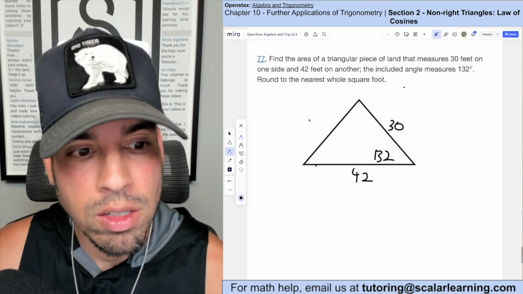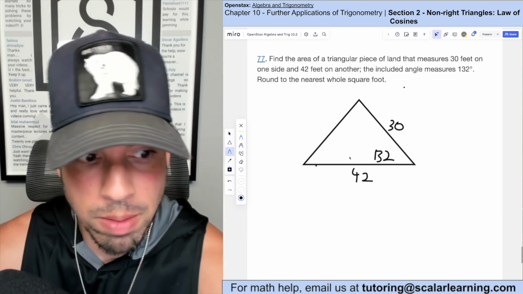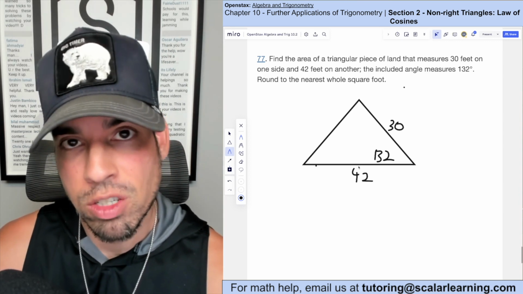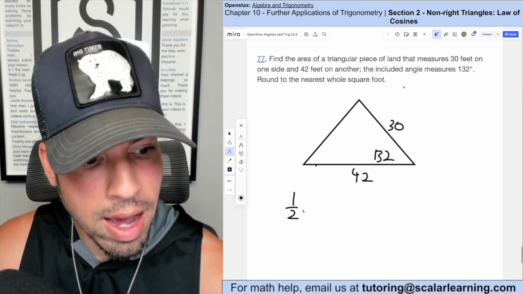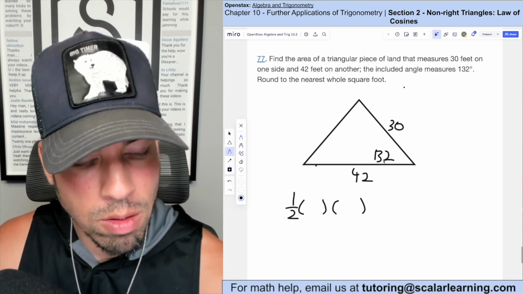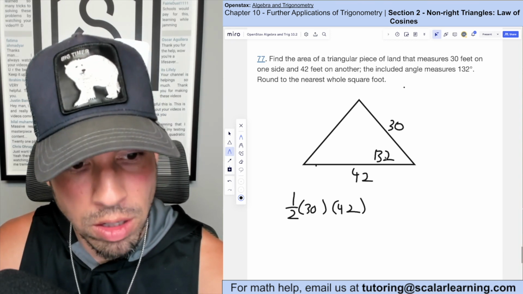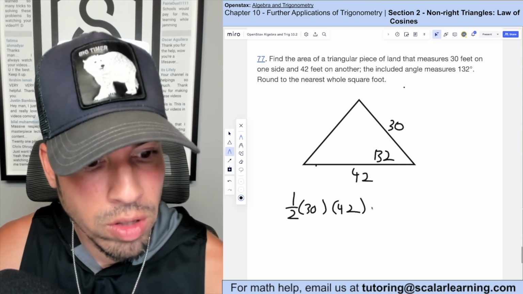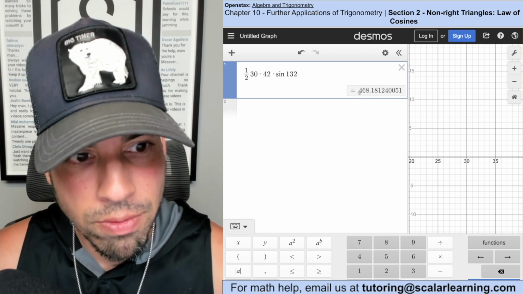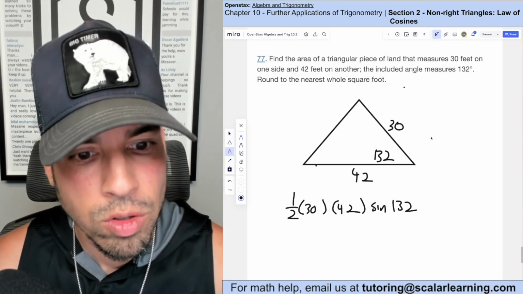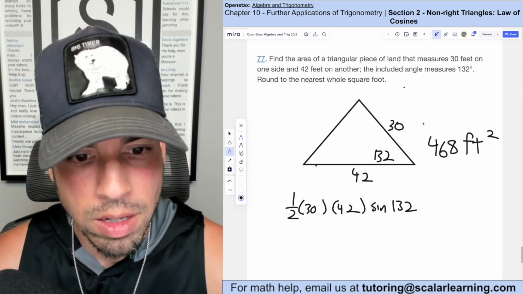Now, we can solve for this other side using law of cosines and then eventually use Heron's formula. But I'm actually going to go back and use a much easier formula from the last section because we have everything we need, which is the 1/2, and then we do the two sides multiplying each other, the known sides, right? 30 and 42. And this only works when we have an included angle, and we do have an included angle here. So then it's times sine of that included angle. So let's plug it into Desmos now. And we get 468 to the nearest whole number. So the answer is 468, and this is in feet, so square feet. That's how you do it.